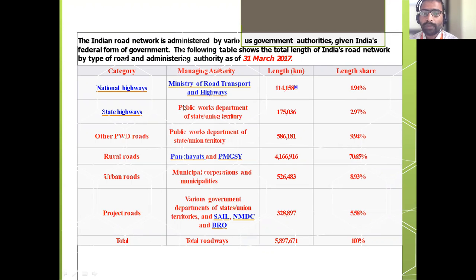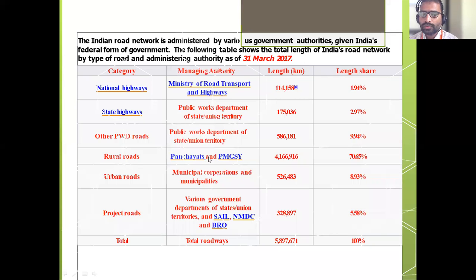State highways are managed by the Public Works Department of the state or union territory. So these state highways are constructed by the PWD. Within each state there is one department called the Public Works Department, and it constructs the state highways. Lengthwise, there are 1,75,000 kilometers of state highways, which is 2.97%, nearer to 3%. Other PWD works, of the state and union territory, are 5,86,000 kilometers, which is 9.94%.